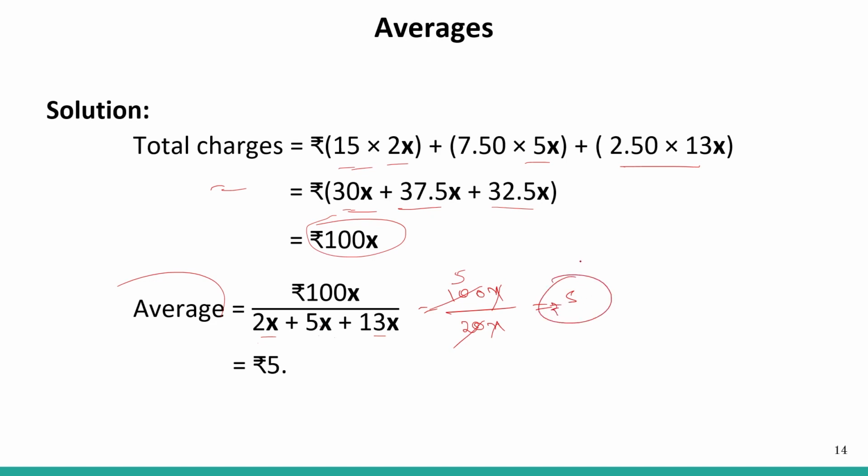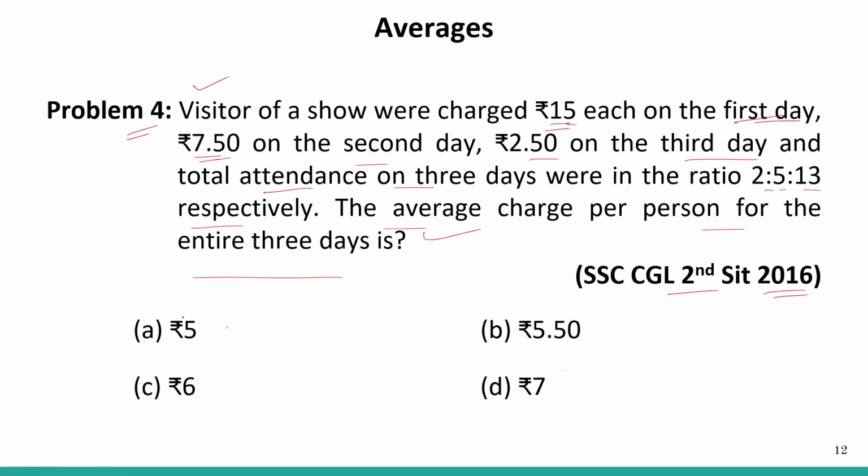So 5 rupees is the average that was charged on every ticket for the whole 3 days. So 5 rupees is the correct answer. Option A is the correct one. These are all wrong: 6 rupees is wrong, 5.5 rupees is wrong, and 7 rupees is wrong. So the only correct answer here is 5.